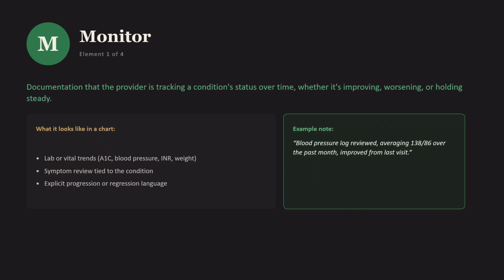A strong example would be something like: blood pressure log reviewed, averaging 138/86 over the past month, improved from last visit. So notice this isn't just a number. It puts the number in context, showing that the provider is actually looking at the trend over time.